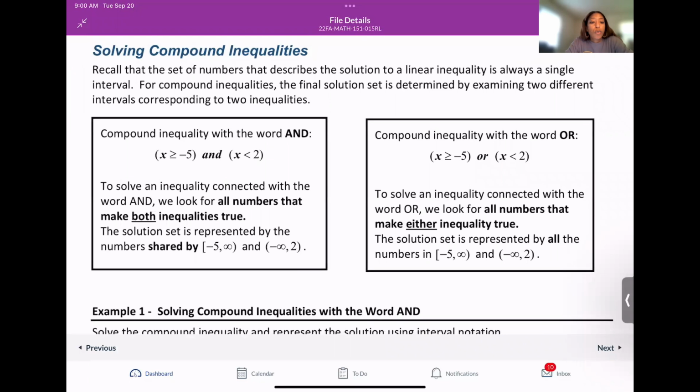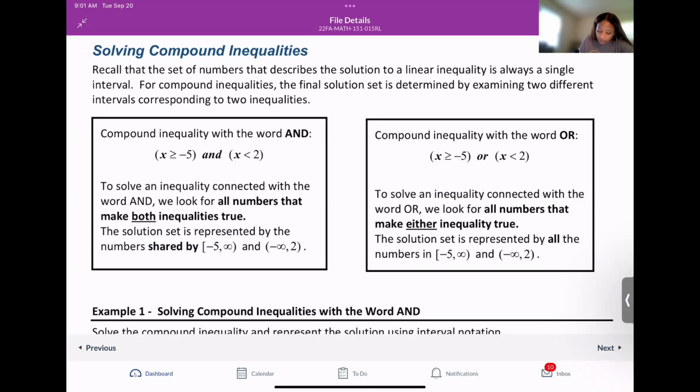A compound inequality with the word "and" is putting two different inequalities together. The solution has to satisfy both of these things. So we want x values that are greater than or equal to -5 and less than 2. You have to satisfy both of these inequalities to be true. Okay.